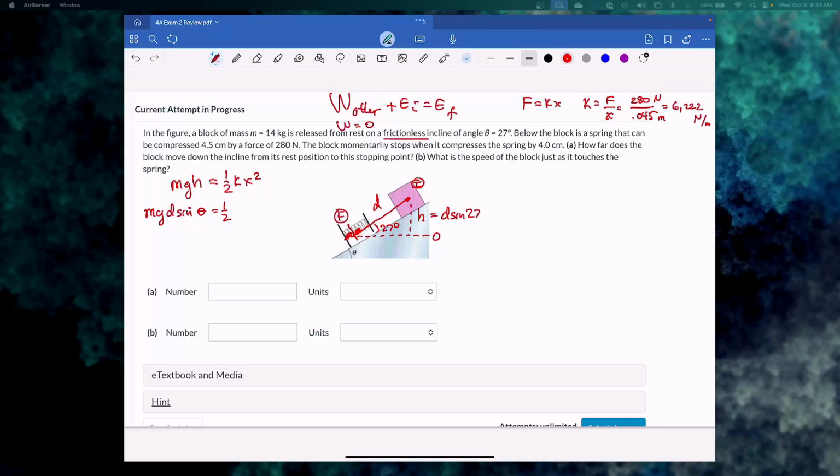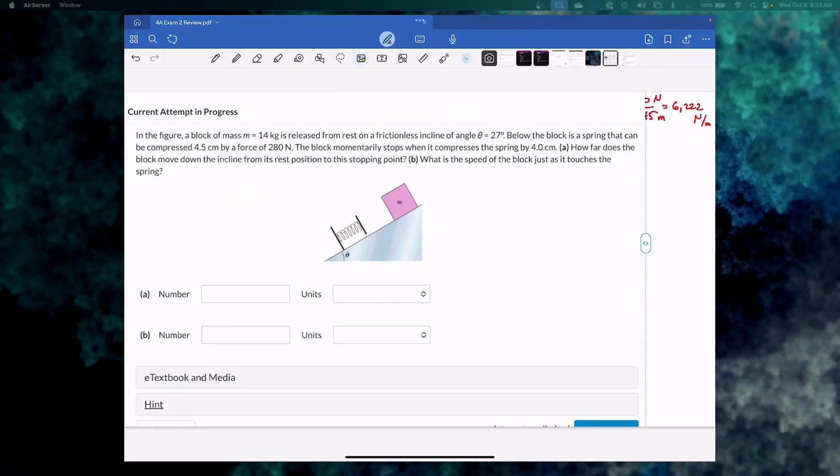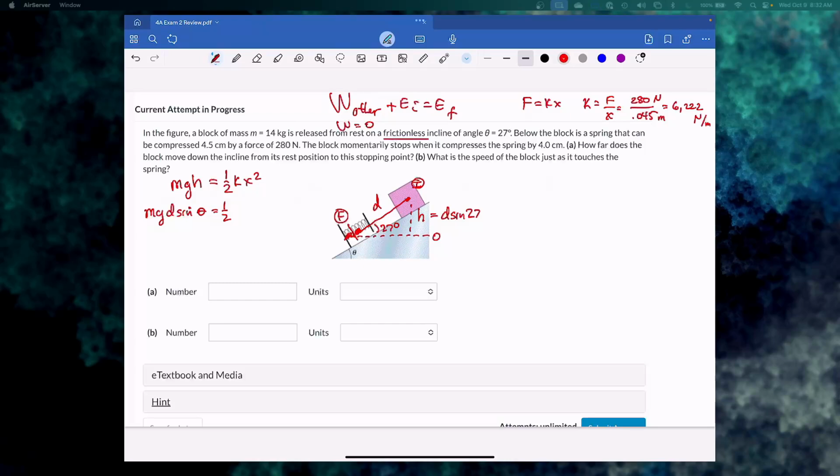Newtons per meter. Okay, so there's my spring constant. So we know K. And then X. It's given in centimeters. Oh, it compresses by 4 centimeters. Oh, okay, then I know X. I was worried there for a second. So what's the only thing I don't know in this entire statement right here? That's the only number I don't know, right? Solve for D.